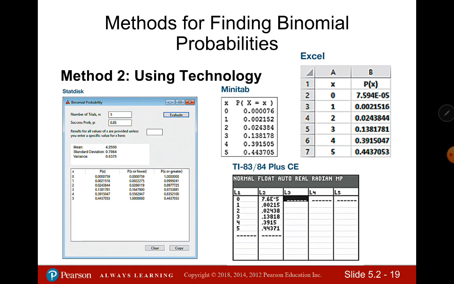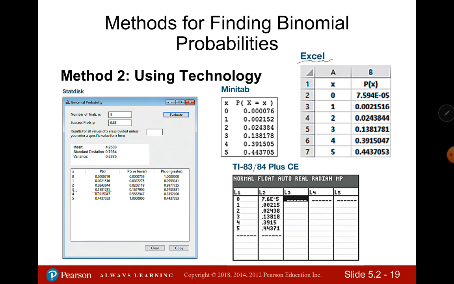Stat disk: we can input the number of trials, here 5, and we also need to input the lowercase p, the probability of a success, which is 0.885. After that, we will have the table, the probability distribution, right? If we want exactly 3 successes, we check here, X is equal to 3, so this is the P(x) we want. So it's 0.138, right?